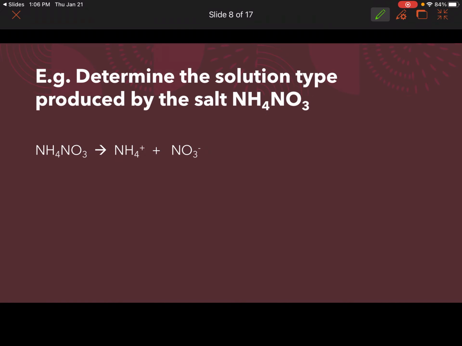Now, this one, we've got NH4, so ammonium nitrate. This is my salt. So I have to think of ammonium nitrate dissociating. It's going to end up with 2 ions, the cation being NH4 plus and the anion being NO3 minus. Now I have to think about where these things came from. NH4 plus would be from the base, so it came from NH3, which is a weak base. The nitrate ion, NO3 minus, came from HNO3, which is a strong acid.